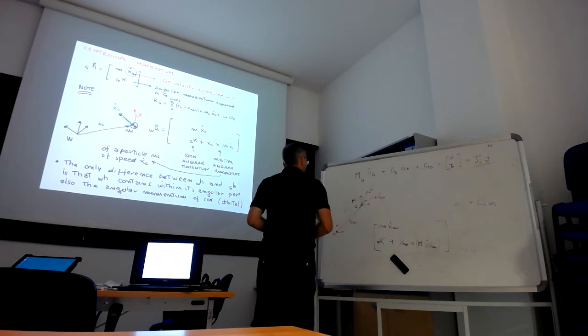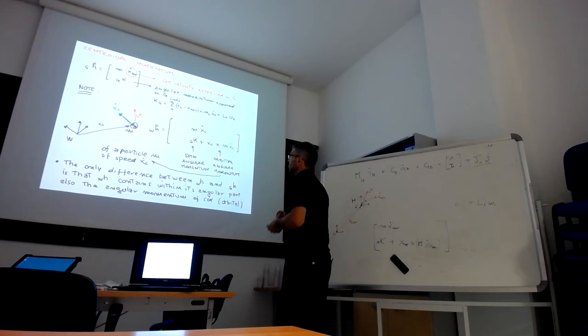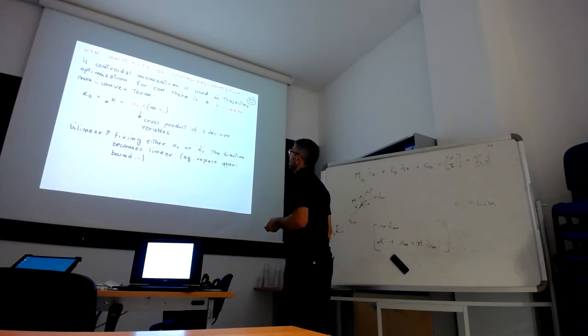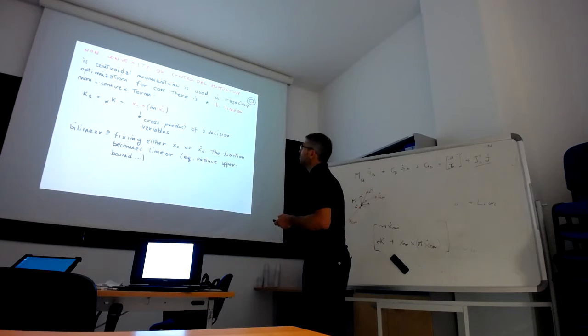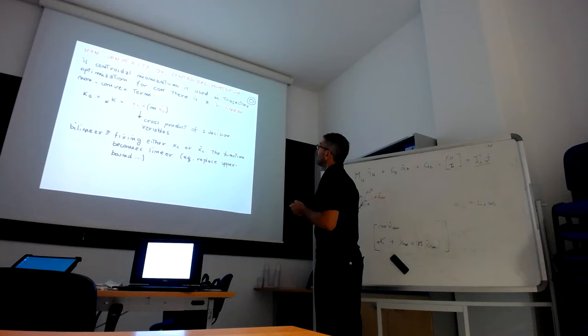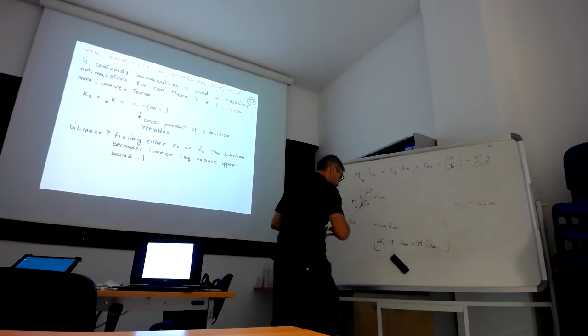Okay. So this is in case you need to compute the momentum in a frame that is external. Then if we do that, we see that a cross term appears. So this is kW.